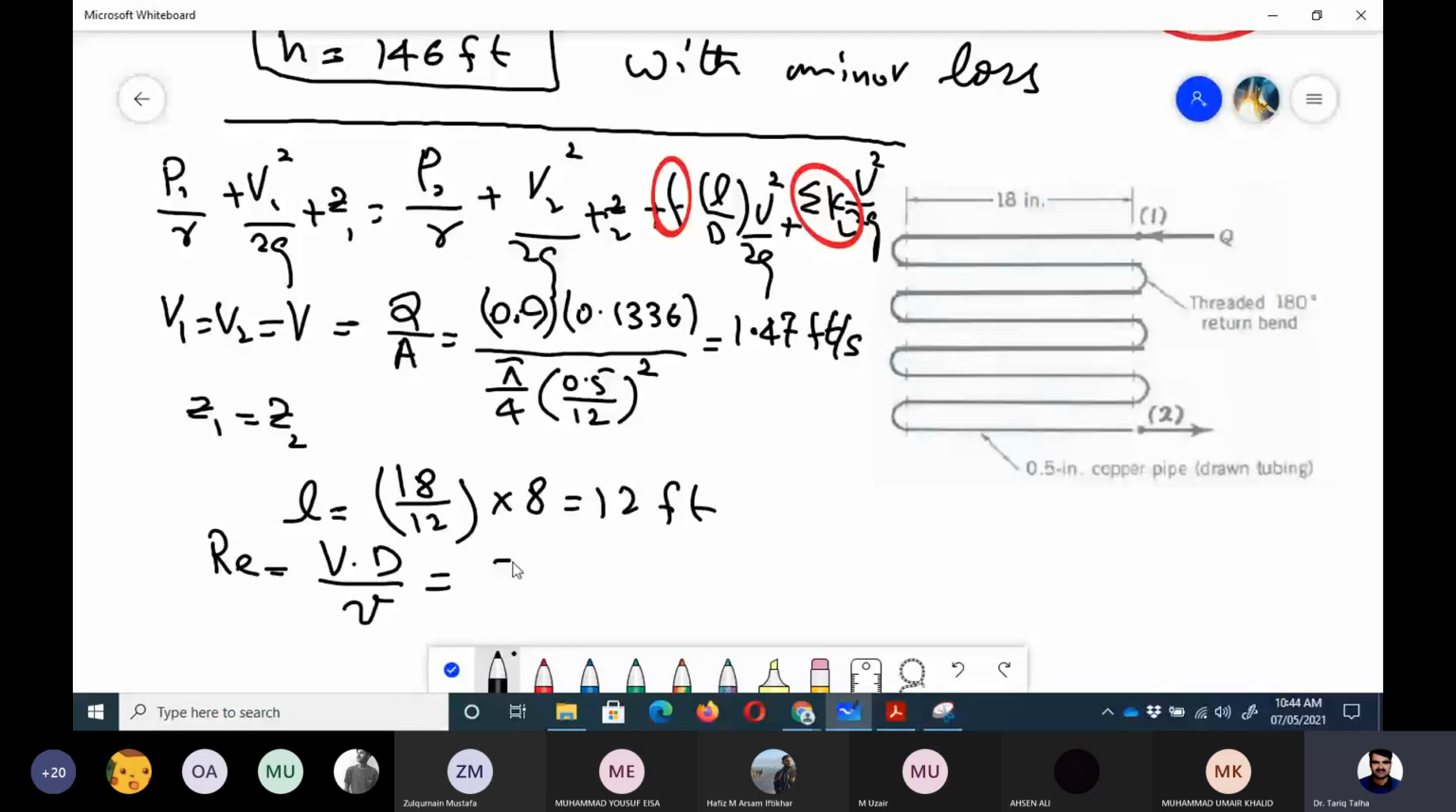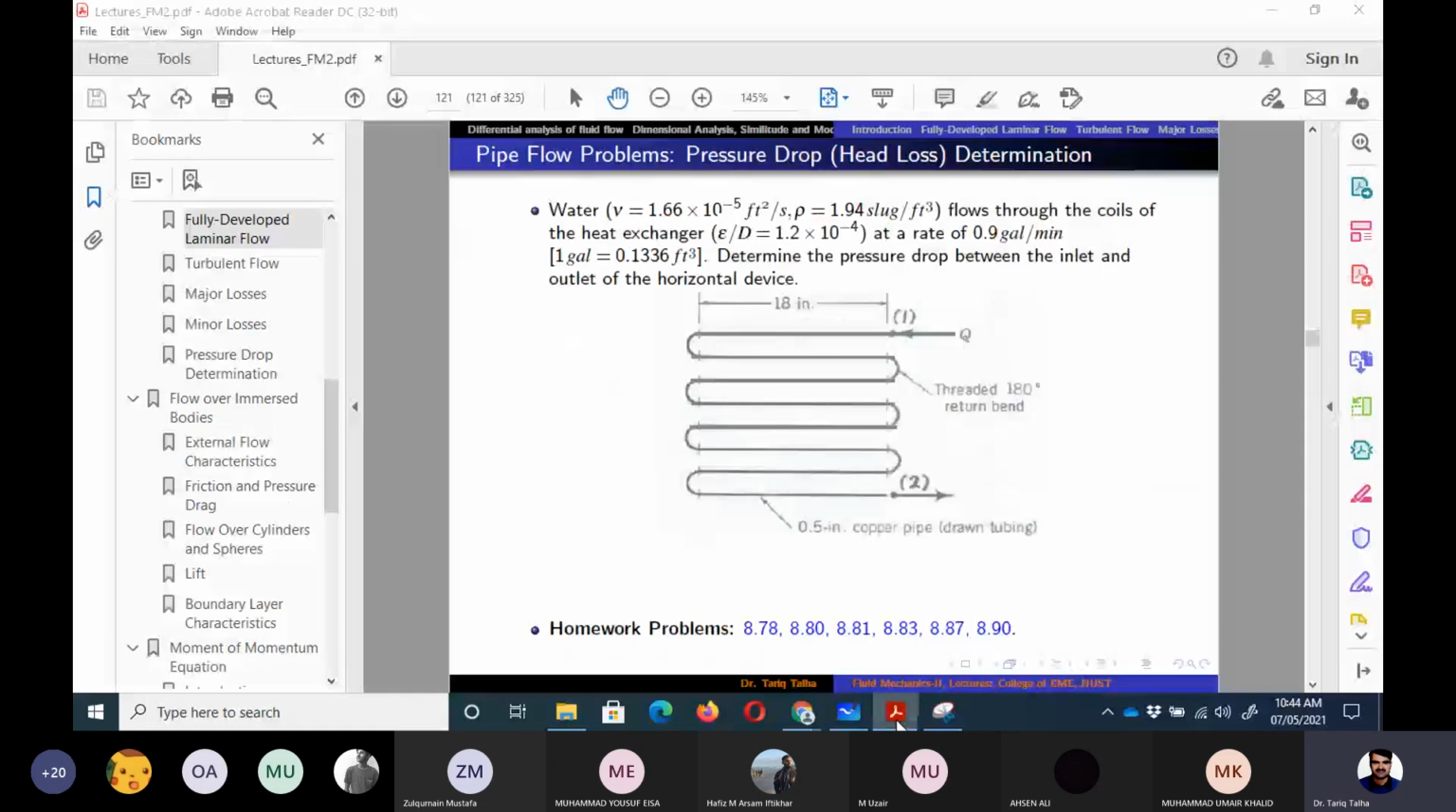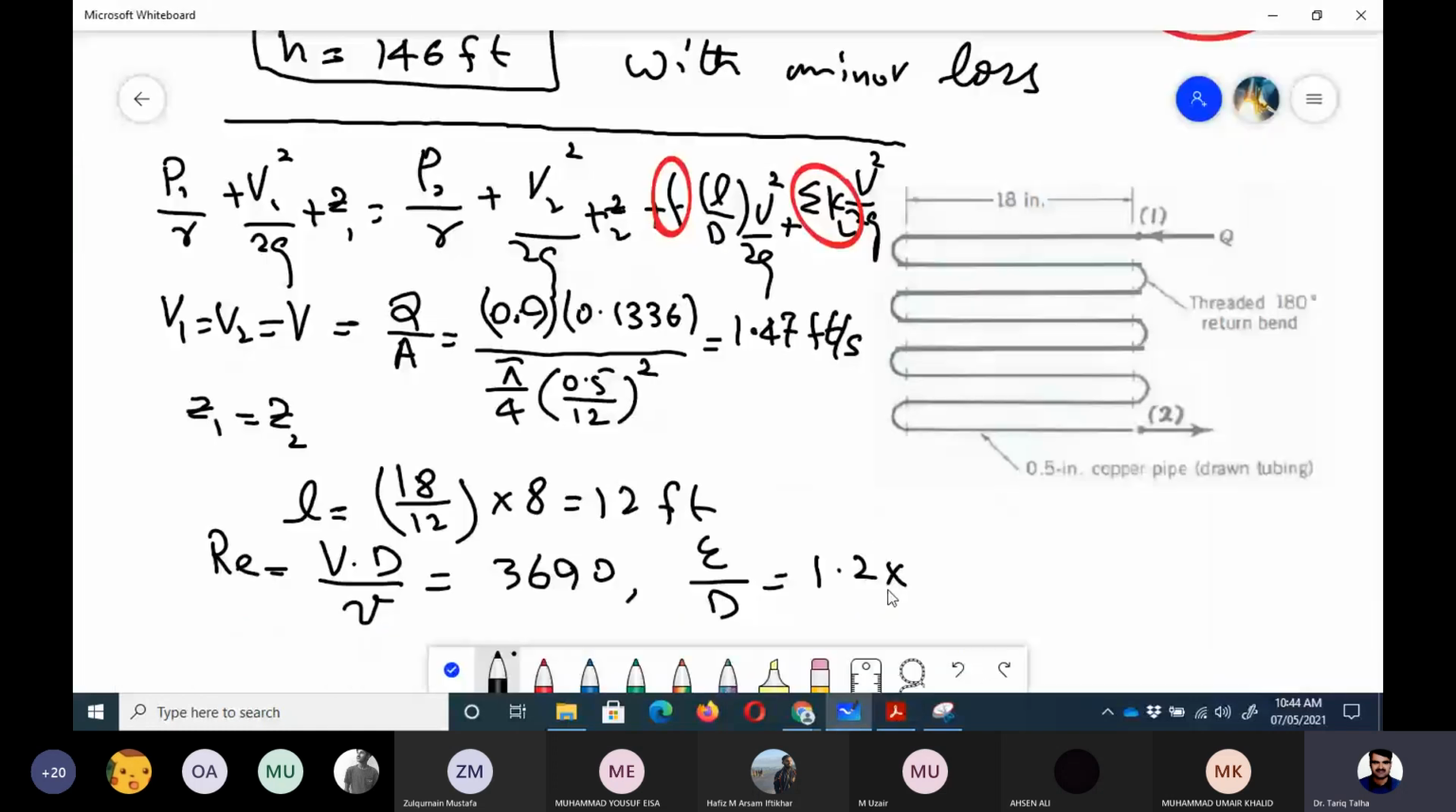also know the epsilon upon d value, that is in the problem statement. If we see that value is 1.2 into 10 to the power minus 4. So then again, going into the Moody chart or by the use of Colebrook relation, we can find the value of f, as we have discussed it more than a couple of times in the lecture. So that friction factor can be calculated from here, and then that comes out to be 0.041, right?